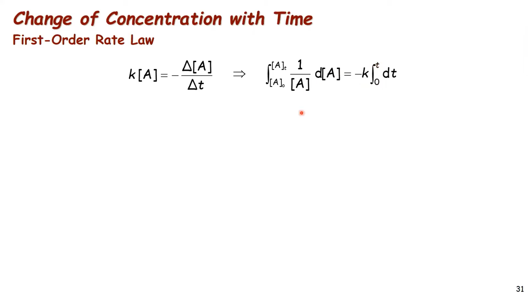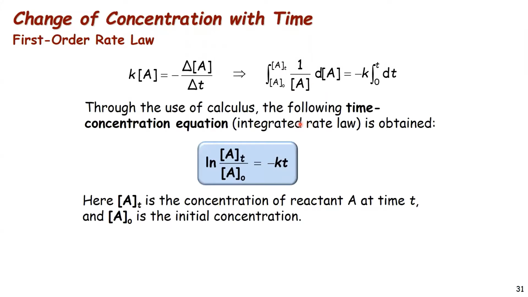Okay. Now 1 over A, well, that's the ln of the concentration of A. Okay. So it would be the ln of concentration of A at time t minus the ln of the concentration at time 0, okay? Now, property of logs, if I have one ln minus another, the minus one goes in the denominator, and we could write it like this.